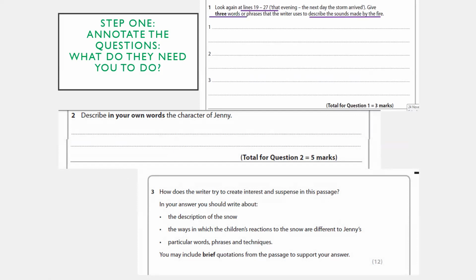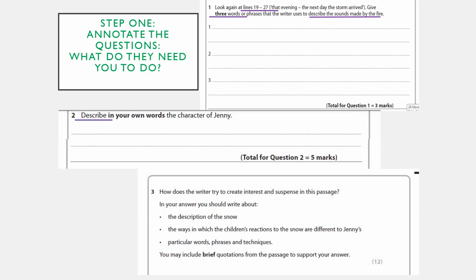And also 3 words. Don't go over because the question is only worth 3 marks. So just focus on 3 specific words and describe the sounds made by the fire in this question. That's what they're asking for. So really focus on what they're asking for. Don't go over the 3 points because you're only going to get 3 marks. So you'll be wasting time if you look for too many.